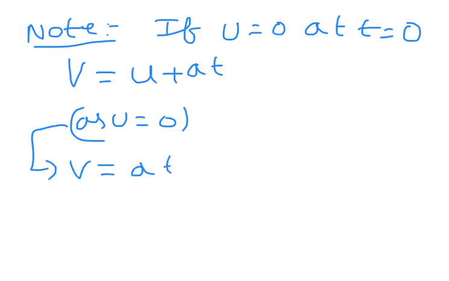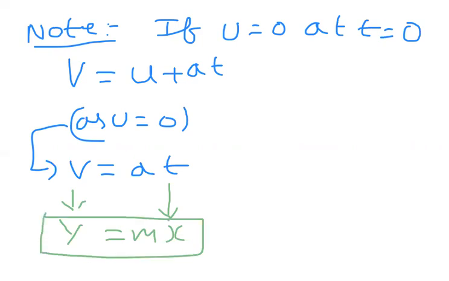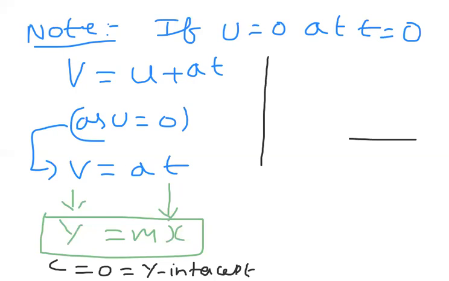If I write v equal to at, v is taken on the y-axis, time is taken on the x-axis. From here I can write it as y equal to mx. So there is no y-intercept. The c value is 0. C is nothing but the y-intercept, it is 0. Whenever the y-intercept is 0, we have to start our graph from the origin.